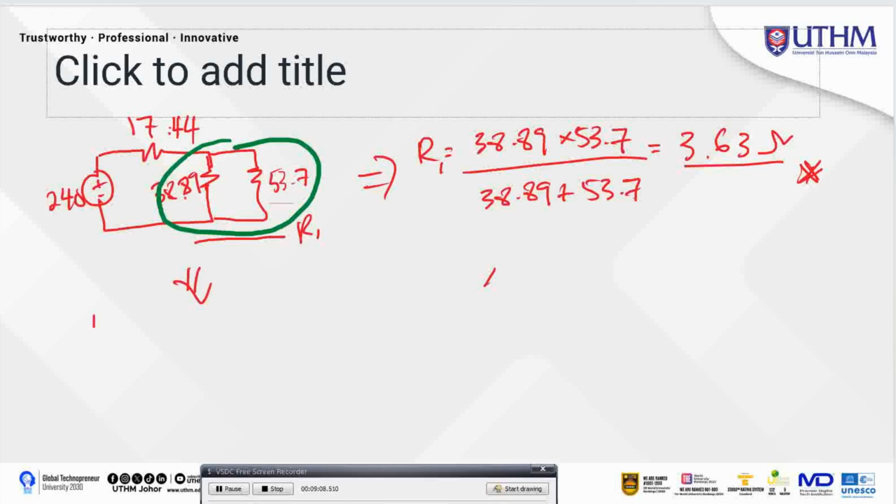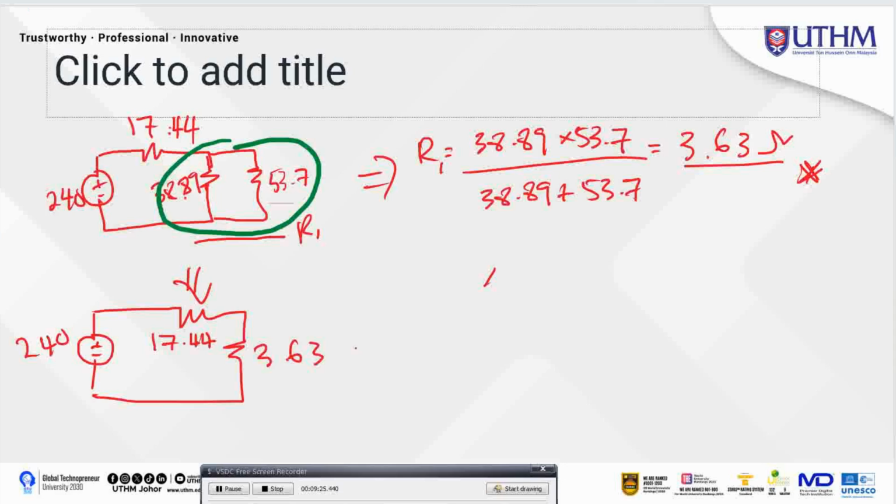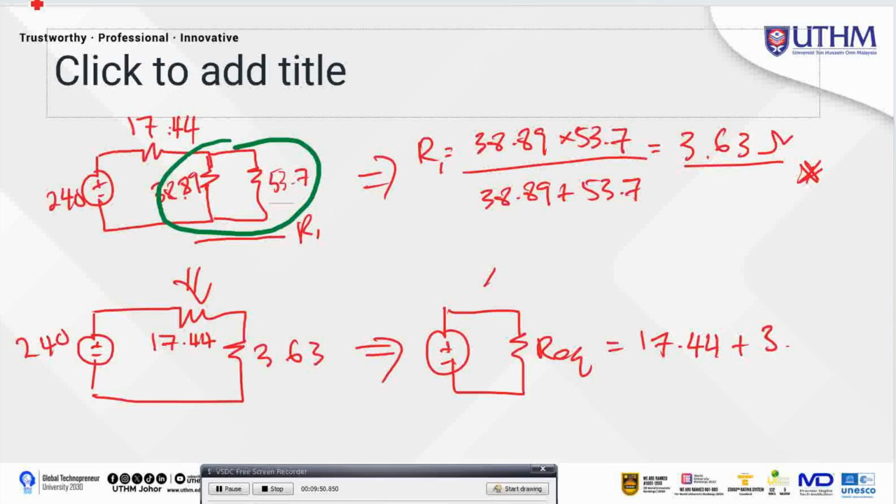So you can draw again and simplify your circuit again. That's the better way to solve it. You will have this resistor 17.44 and 3.63. These two resistors are connected in series, so you just sum them. The final circuit will be like this: you will have the supply and this resistor R equivalent. R equivalent is 17.44 plus 3.63, which is about 21.1 ohm equivalent resistor.